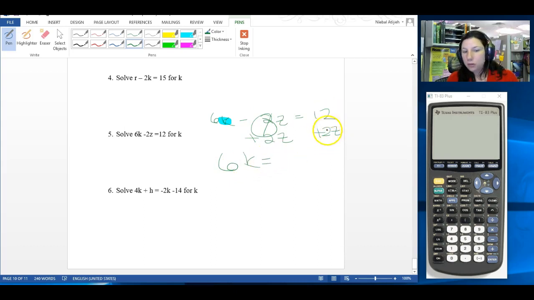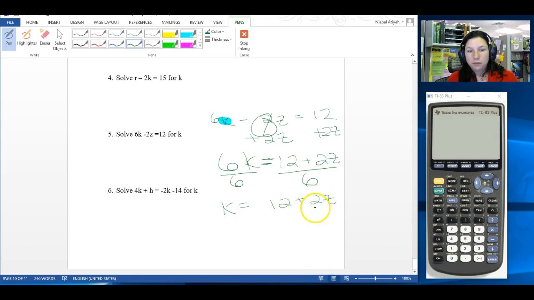So these are not like terms. This is a 12, that's a constant. And this is 2z, which has a variable. To get a review for like terms, go back to lesson 2 in this unit. If they're not like terms, you just leave them separated. And then this is k times 6, so I'm going to undo it. Divide by 6. You have to divide everything by 6, or it's not equal. And this one you can actually simplify even further. 12 divided by 6 is 2. And 2 divided by 6 is 1/3.